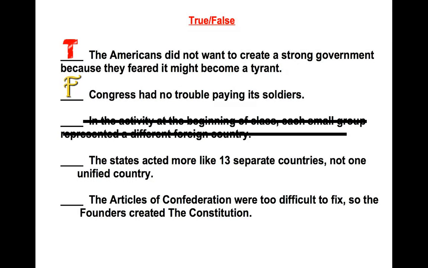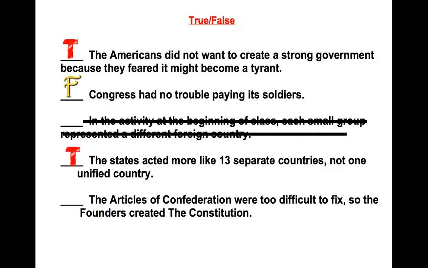Clicked that very fast, didn't I? False. Congress had no trouble paying its soldiers. That is false. Congress had a terrible time paying its soldiers. Why? Because they couldn't tax anybody. The states acted more like 13 separate countries, not one unified country. That is true.